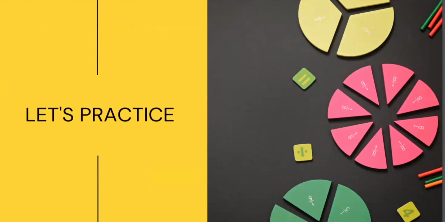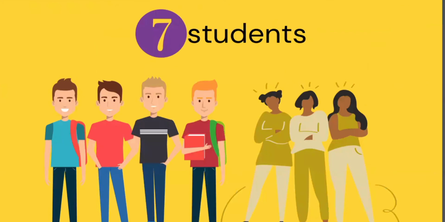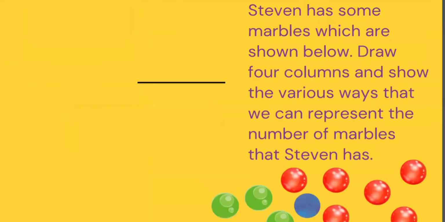So let's practice. Stephen has some marbles which are shown below. Draw 4 columns and show the various ways that we can represent the number of marbles that Stephen has. Now, in our previous example, we had a total of 7 students in the class. 4 of them were boys and 3 of them were girls. We drew 3 columns, one to represent the boys, one to represent the girls, and the last one represented all students. So you need to ask yourself some questions.